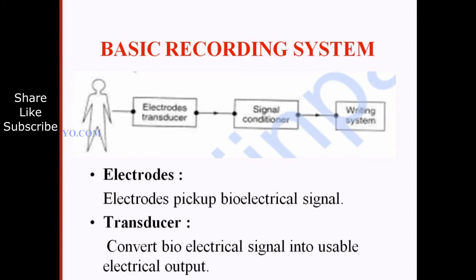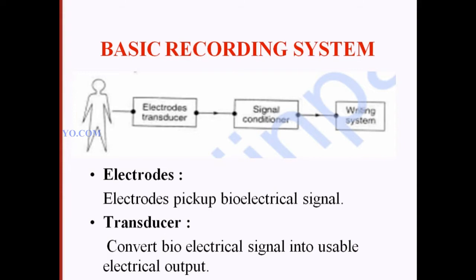Consider this a basic recording system. The human is connected by electrodes and lead wires. The electrodes or transducer is connected to a signal conditioner circuit. The signal conditioner circuit is given to a writing system. Writing system means displaying the waveform or storing the result.